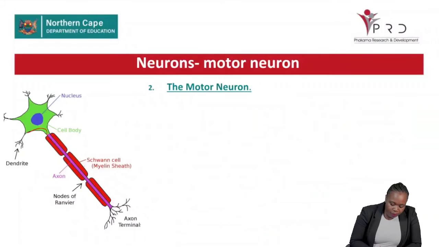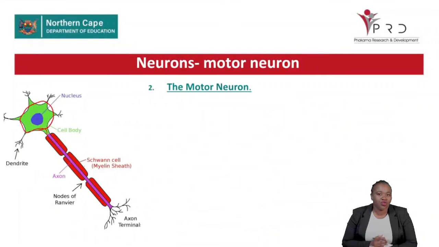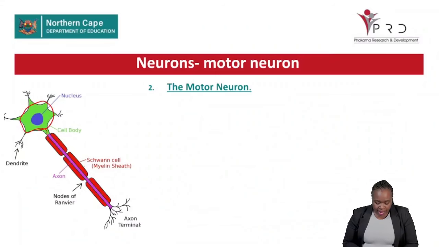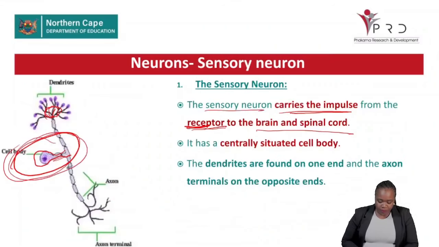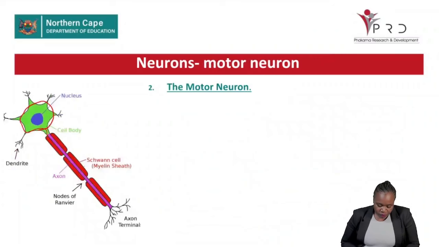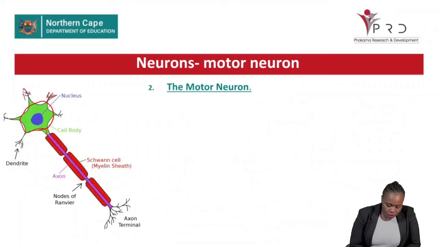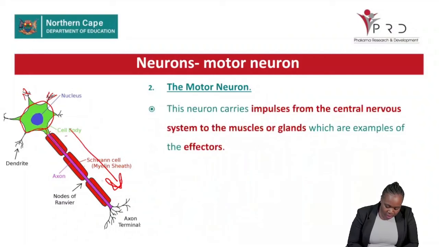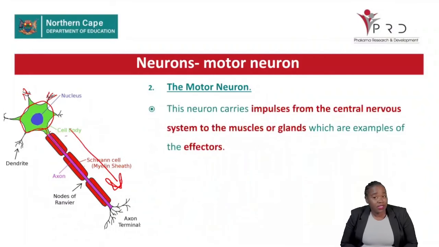You can see that the cell body now is over here. You should make sure that you are able to differentiate this, and it is very easy to differentiate. So this one with the cell body at the end, that is the motor neuron, and the previous one with the centrally situated cell body, this is the sensory neuron, which transmits impulses from the receptor towards the brain. So we can see the dendrites here attached to the cell body, and then we can see that the impulse will travel from the cell body towards the axon terminal, right? And on the inside we have our axon, which is surrounded by the myelin sheath, right?